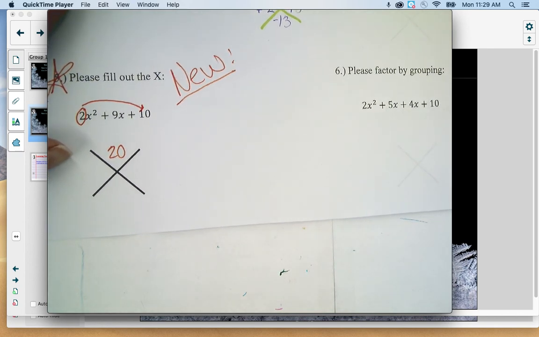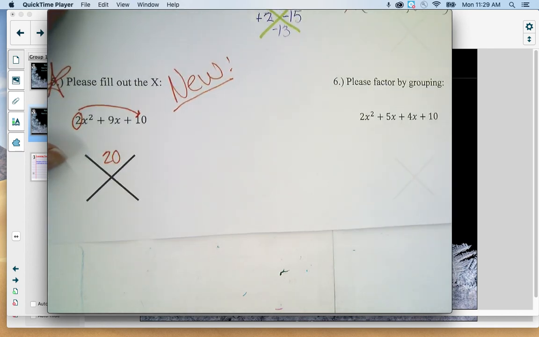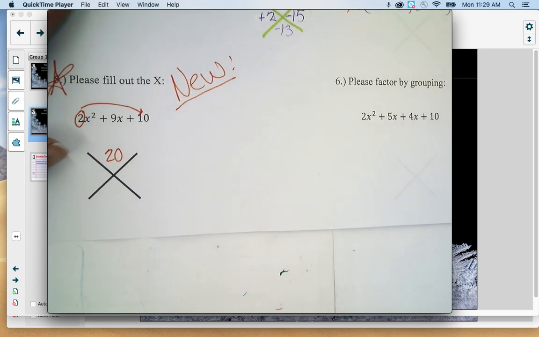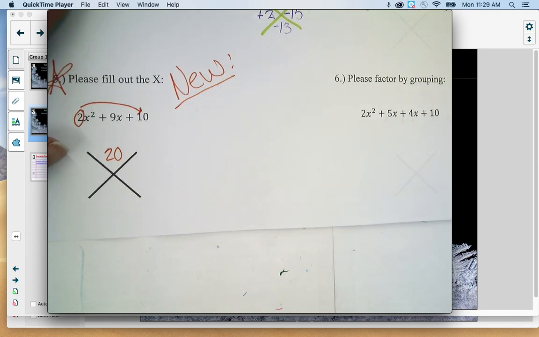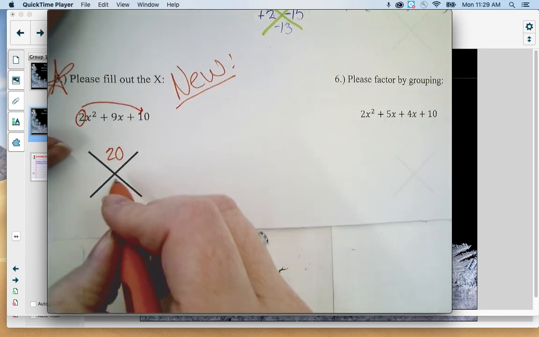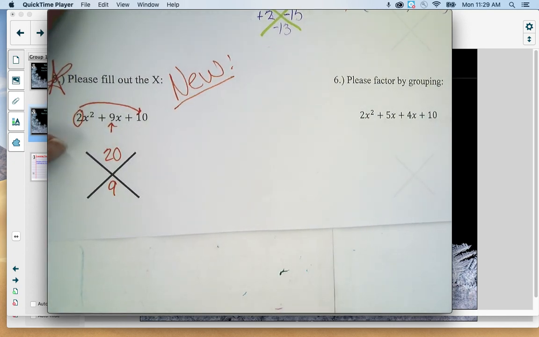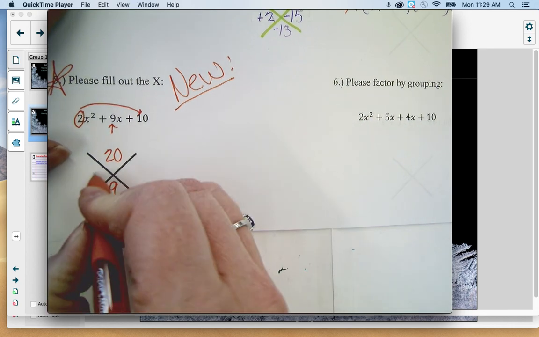Is it all the time when it's like 2? Anytime, because it could be a 2, it could be a 3, it could be a 5. You're always multiplying your first coefficient times your constant. That's why we drew the arc. Then what would go on bottom? 9. What 2 numbers multiply to give you 20 and add together to give you 9? 5 and 4.